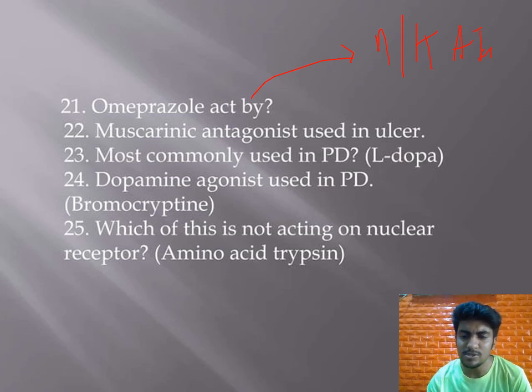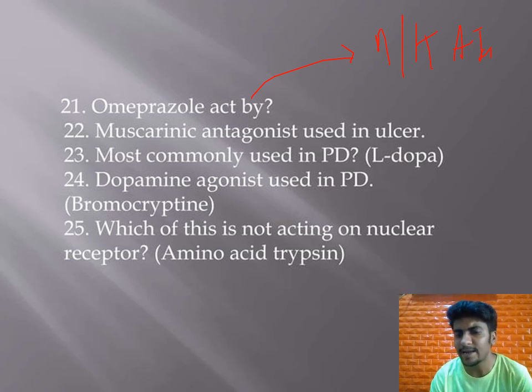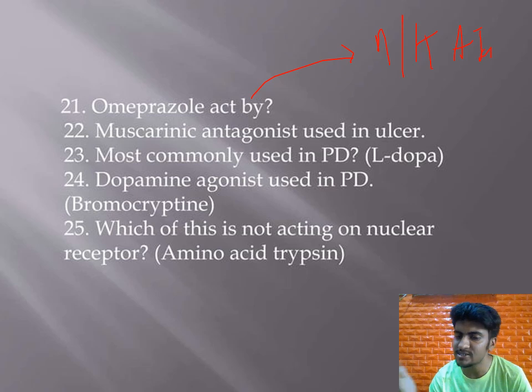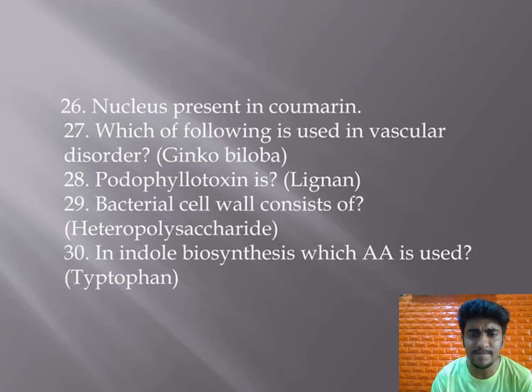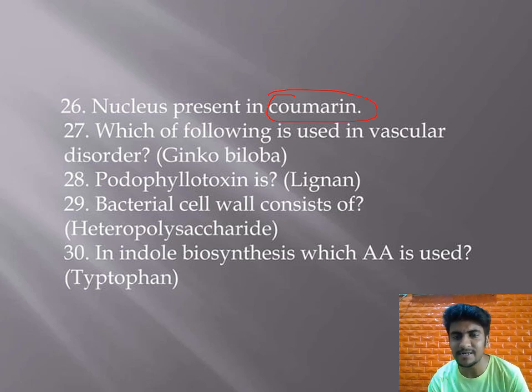Which drug is not acting through nuclear receptors? So nuclear receptors are mostly acted on by steroids, like corticosteroids, mineralocorticoids, glucocorticoids, anabolic steroids, but mostly amino acid derivatives like trypsin do not act by nuclear receptor. Insulin acts by receptor tyrosine kinase, right? So which drug contains the nucleus as coumarin? So the answer was warfarin.